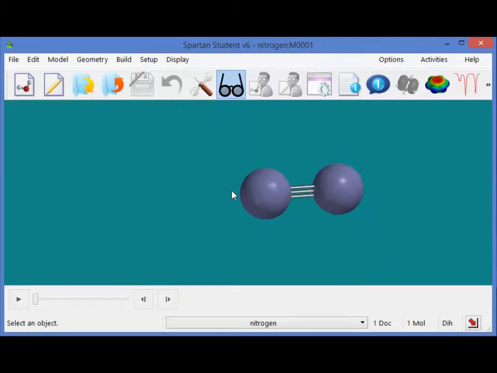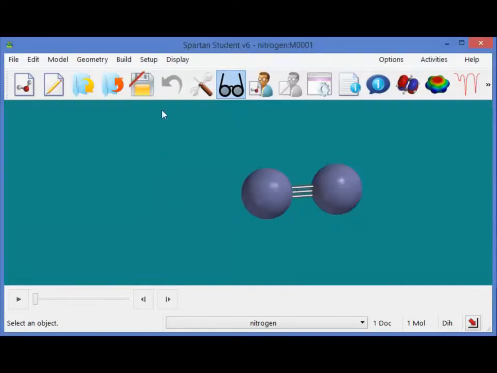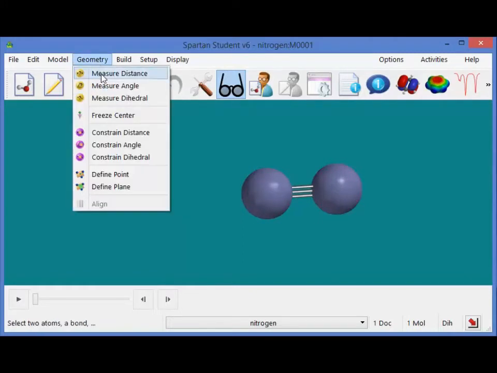And so it started. My calculation started. You really can't tell if it's running as far as I can tell inside of here, but eventually we'll come back out and we'll say, okay, I'm done. Here's what we got. There we go. Comes back out, says we're done. Here's what we've got. We can again go in and measure bond length, say geometry, measure distance.